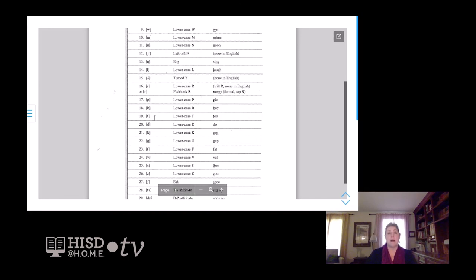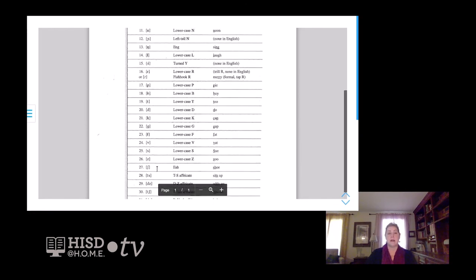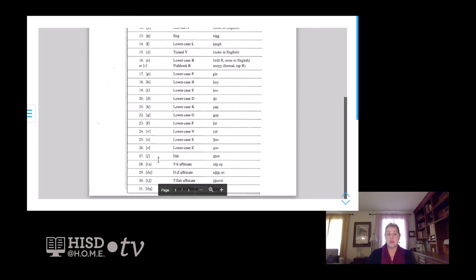B, da, da, ga, ga. V, s, z, then our esh, and tits up, t, z, adds on, church, and then judge, j.